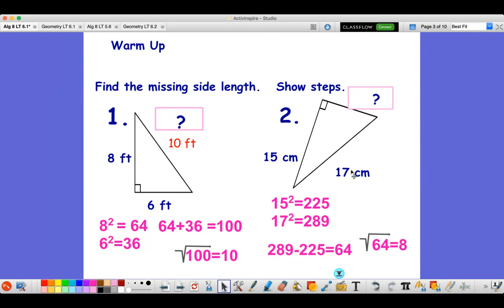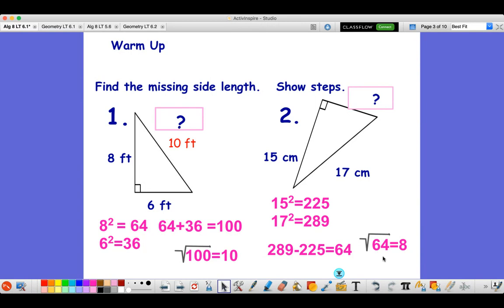And then for number 2, it's a little bit different because we're looking for this short leg right here. And so that means that we square 15, the leg, which is 225. Then we square the 17, the hypotenuse, and get 289. But now this time we subtract because we want to know the length of this leg. So subtracting 289 minus 225 will give us 64.